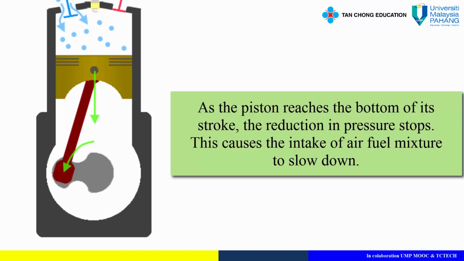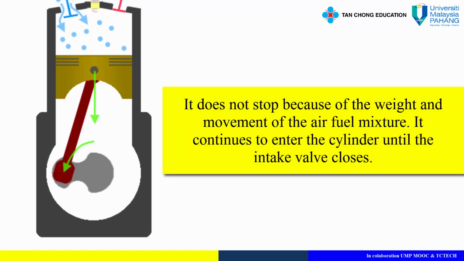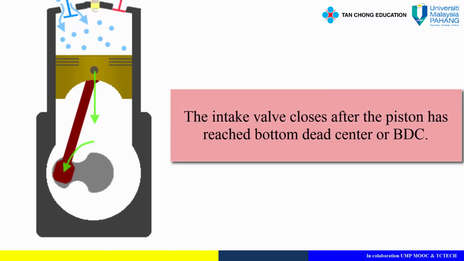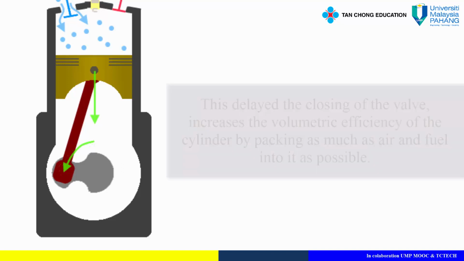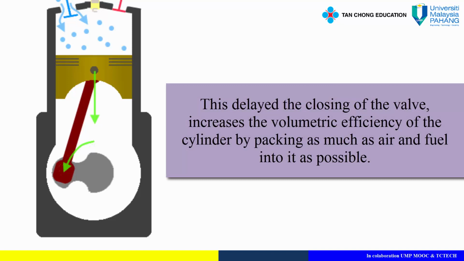As the piston reaches the bottom of its stroke, the reduction in pressure stops. This causes the intake of air-fuel mixture to slow down. It does not stop because of the weight and movement of the air-fuel mixture. It continues to enter the cylinder until the intake valve closes. The intake valve closes after the piston has reached bottom dead center, or BDC. This delayed closing of the valve increases the volumetric efficiency of the cylinder by packing as much air and fuel into it as possible.